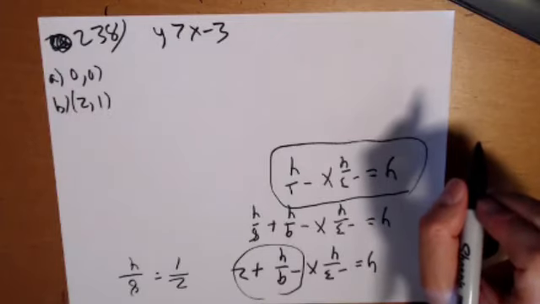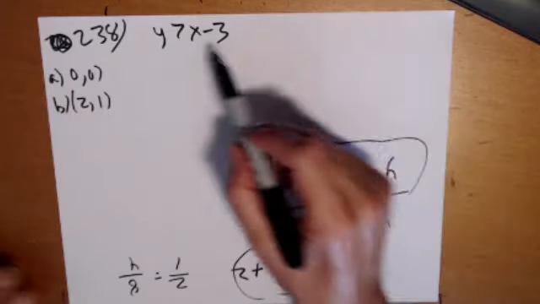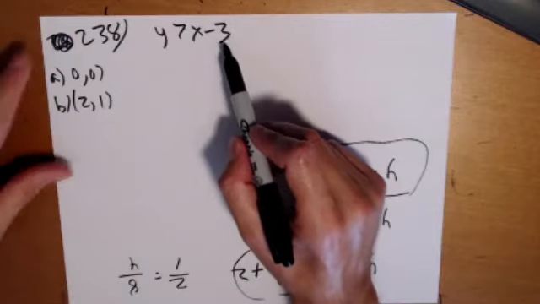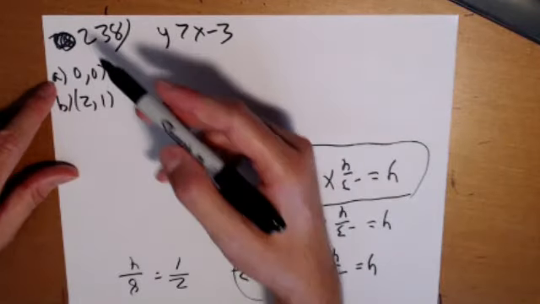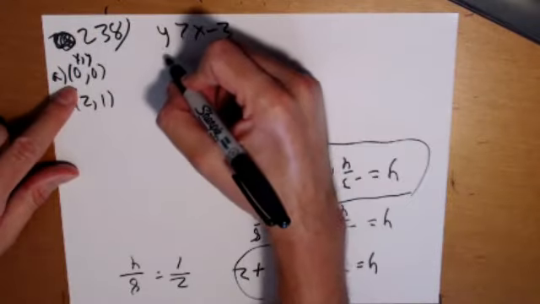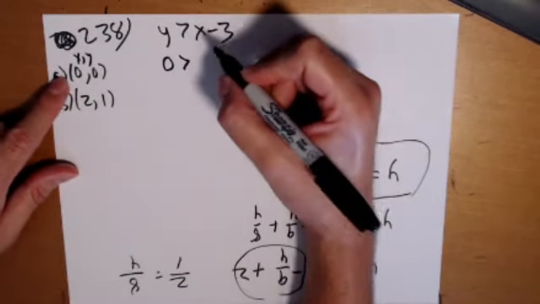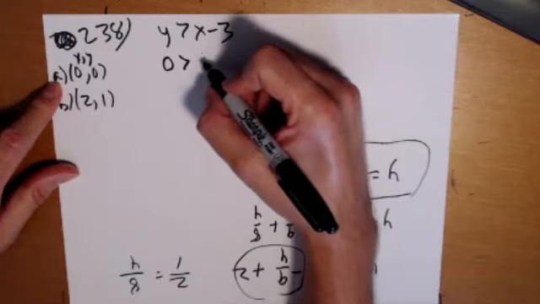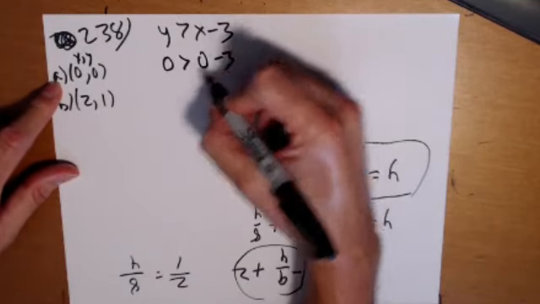Hey folks, 238, inequalities. We have y is greater than x minus 3, and they give us some points. Let's try the first one out. Just remember there's the x comma the y. So the y is 0. We're just wondering if this is going to be true or false. So 0 greater than 0 minus 3.